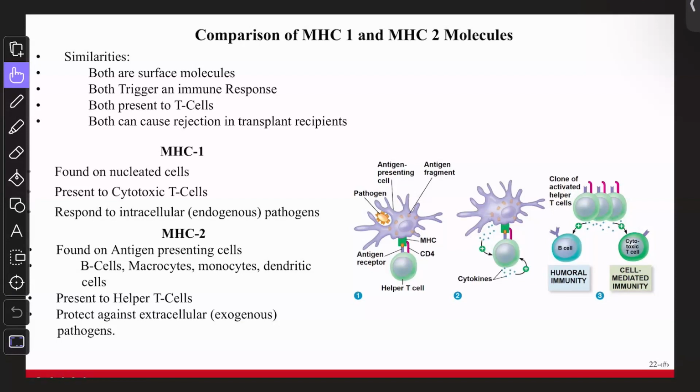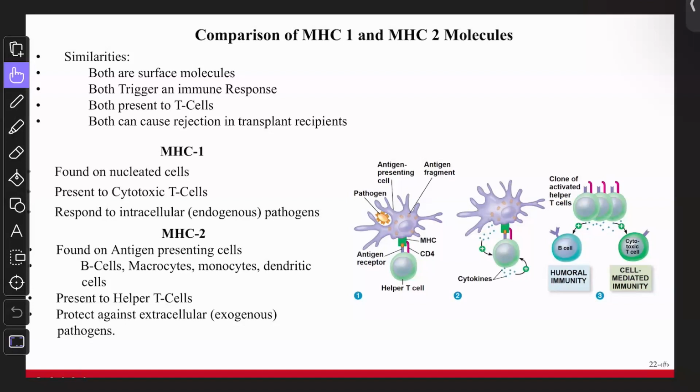Name a non-nucleated cell. Not a whole lot of them, right? There are a few, but not a lot of them. What that means is MHC1 molecules can be found on virtually any tissue in the body, any cell type in the body. If it has a nucleus, it has the ability to produce an MHC1 molecule. Okay? They are very common.